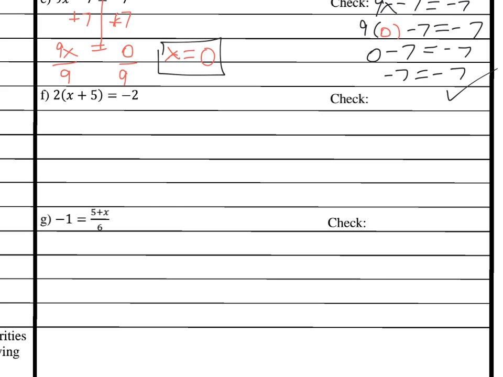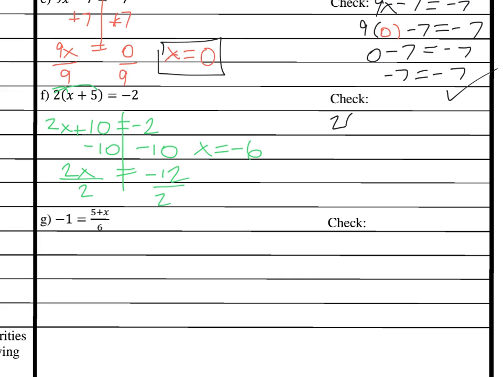Alright, so for this one we actually have to simplify first by distributing. So this 2 needs to be multiplied by everything in the group. So 2 times x is 2x. And then 2 times positive 5 is positive 10, so 2x plus 10 equals negative 2. And now we can undo. I said plus 10 last, so we subtract 10 on both sides. 2x equals negative 12. Divide by 2. X equals negative 6.